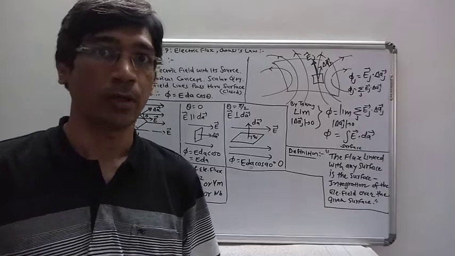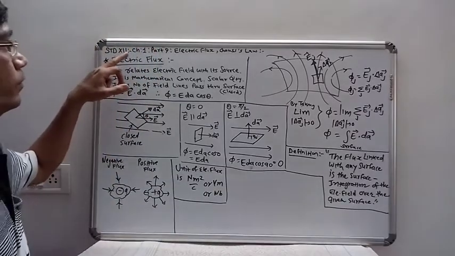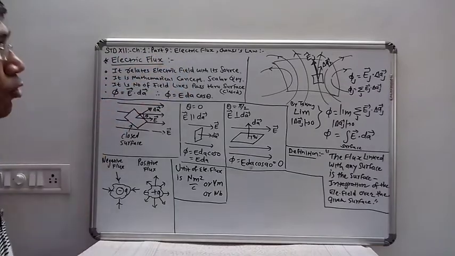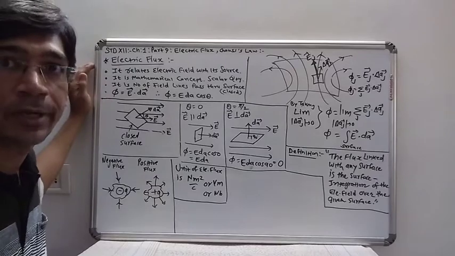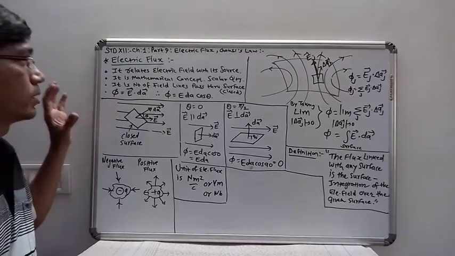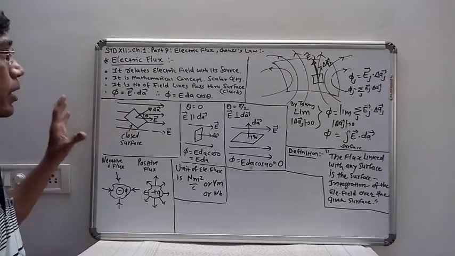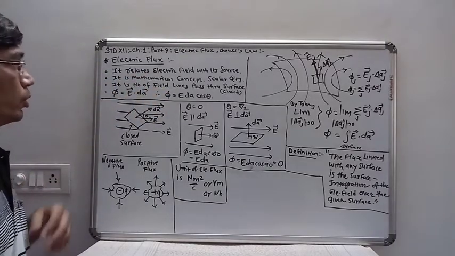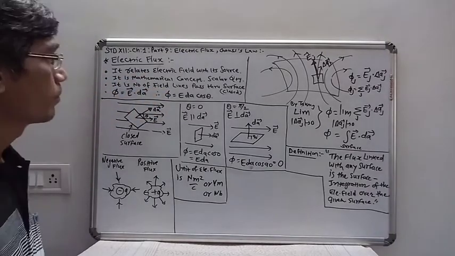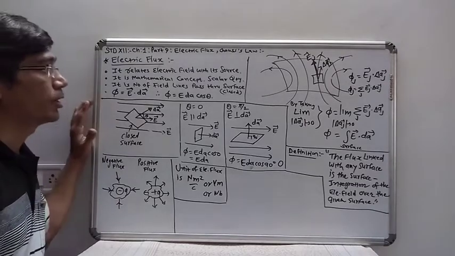Okay students, today we are taking chapter 1, electric flux and Gauss theorem. First is the electric flux. What is the electric flux? It is a scalar quantity and it is related to the electric field with its source. It is a mathematical concept and it is a scalar quantity.